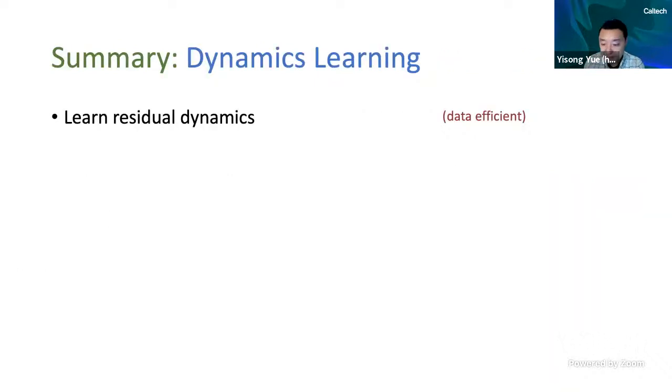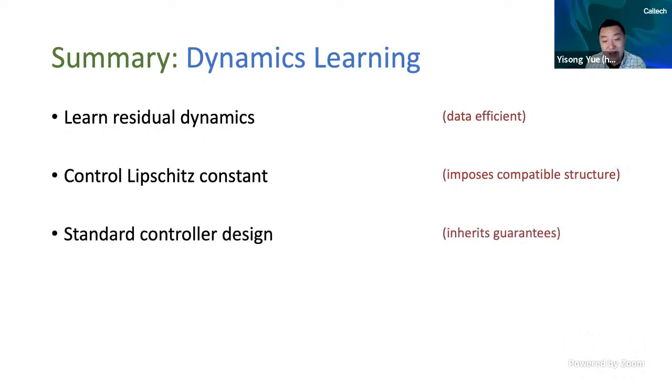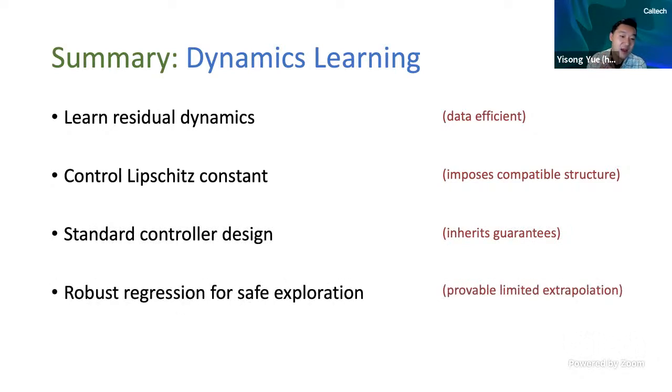So to summarize, in this part, we talked about how to learn residual dynamics for model-based control. We talked about how if you can learn this residual model in a way that can control for the Lipschitz constant of the neural net, then it basically gives you a compatible mathematical structure to just plug this in to standard control workflows. So you can use standard controller design, inherit their stability guarantees. And if you want to do safe exploration where you automatically collect this data, then we also have been doing some work in that space as well.